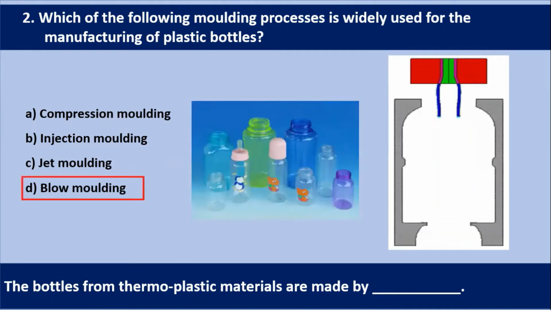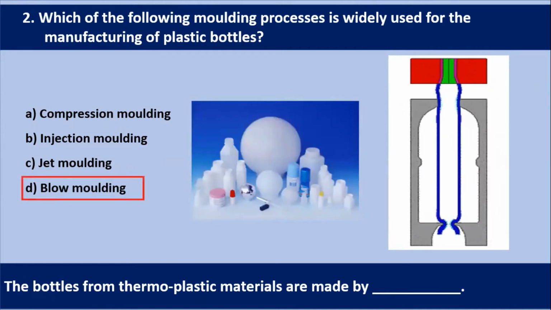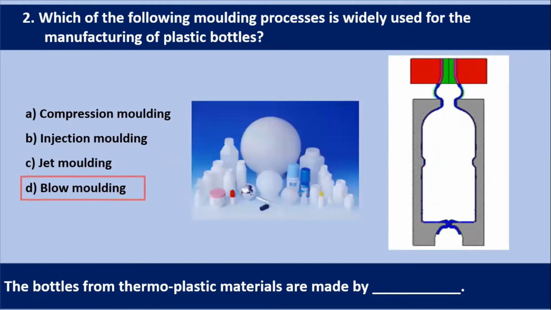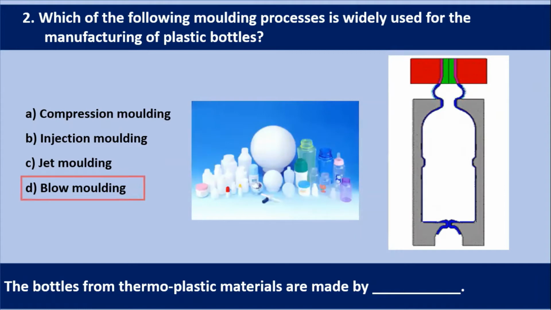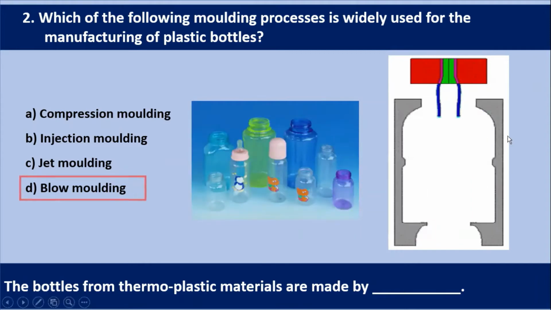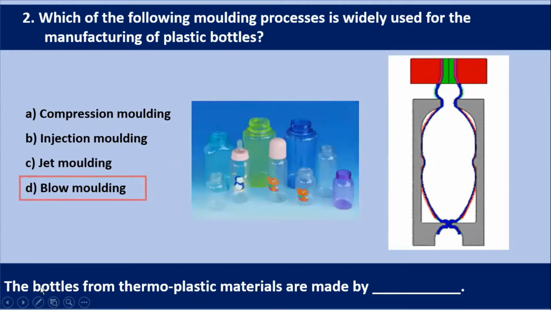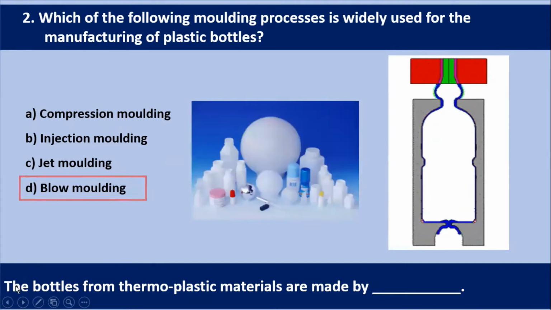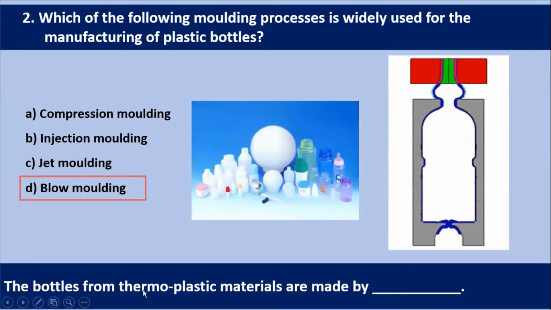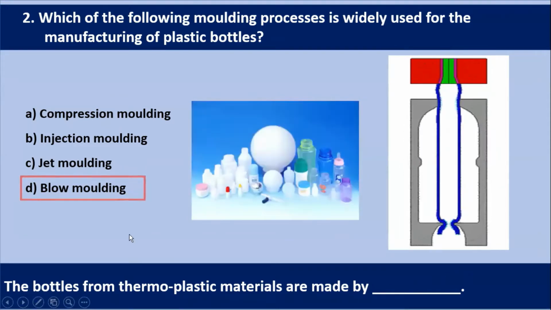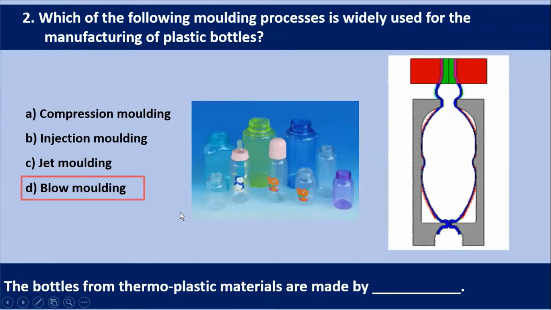And after that, the part cools down to get hardened, and then the part is ejected from the mold to get the desired product, that is a bottle. So the same question can be asked in this way also: the bottles from thermoplastic materials are made by. So again the answer will be D, blow molding.